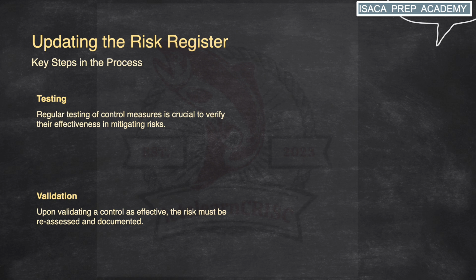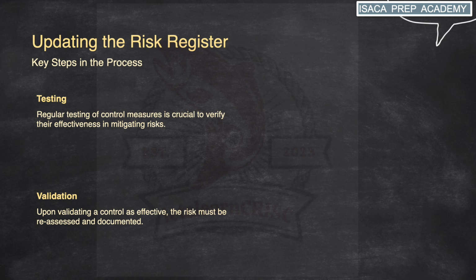Friends, reassessing the risk involves reviewing the control's impact on the likelihood and potential impact of the risk it is intended to mitigate. And this may involve gathering additional evidence or data to confirm the control's effectiveness, considering any residual risk that remains even with the control in place, and evaluating any new risks that may have emerged since the last assessment.